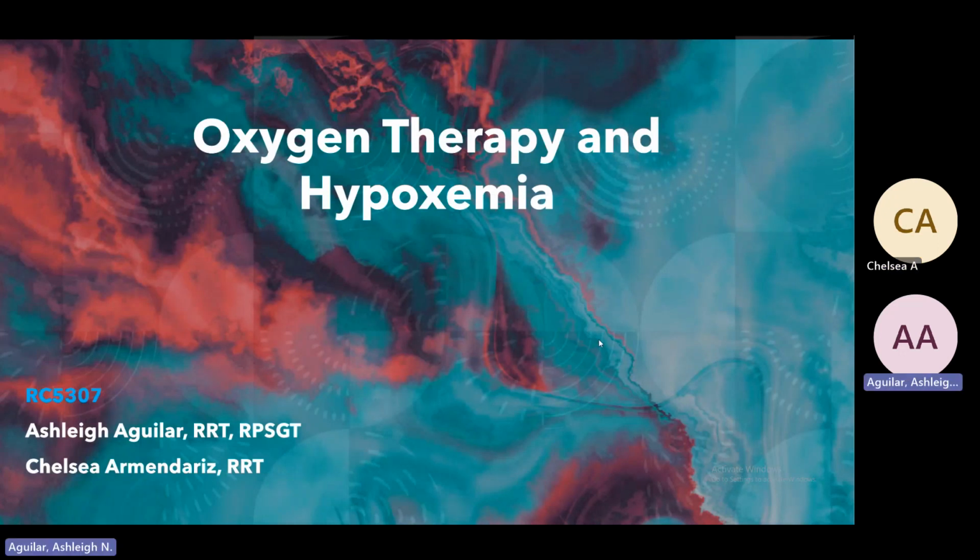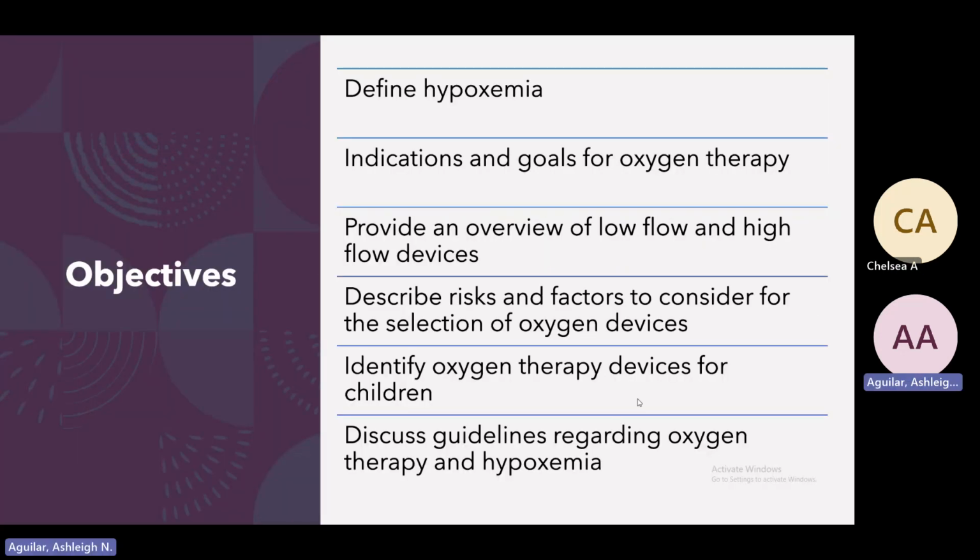Our presentation is over oxygen therapy and hypoxemia. Our objectives for today are to define hypoxemia, go over the indications and the goals for oxygen therapy, and provide an overview of low flow and high flow devices. We'll go over some risks and factors to consider when you're selecting your oxygen devices. We'll identify oxygen therapy devices for children, and we will discuss guidelines regarding oxygen therapy and hypoxemia.